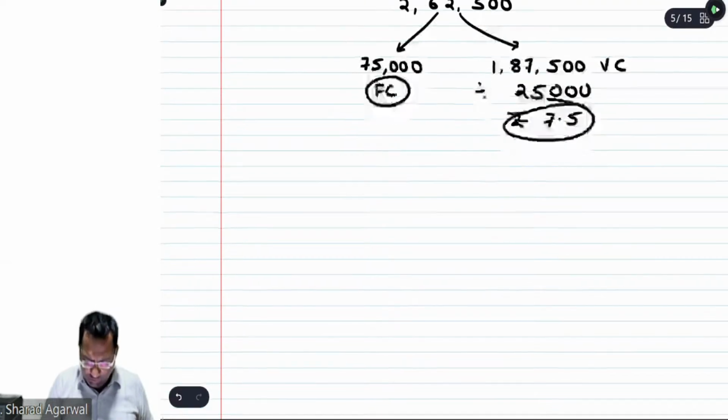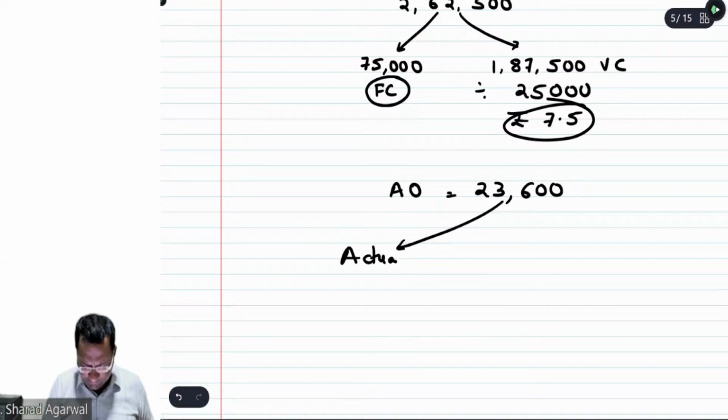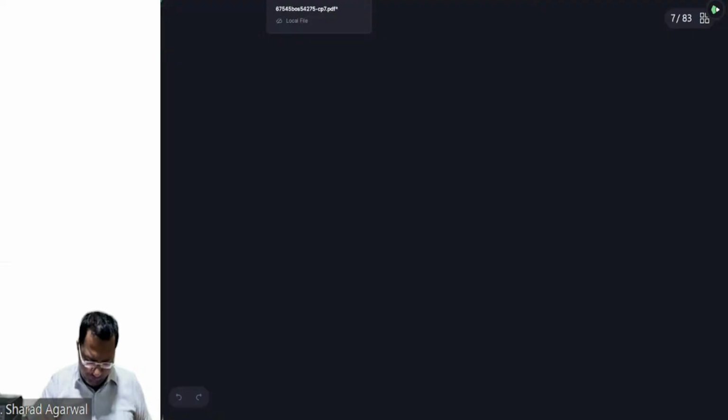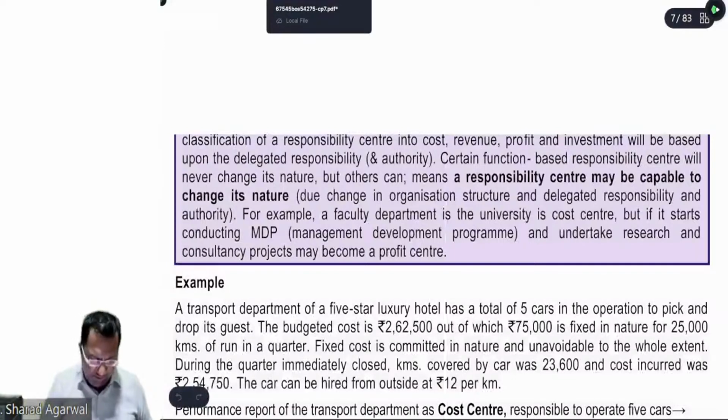Okay. Now actual output is 23,600. Actual cost is, you have been given the actual cost. What is the amount of actual cost? It's 2,54,750. Okay. 2,54,750 is the actual cost.